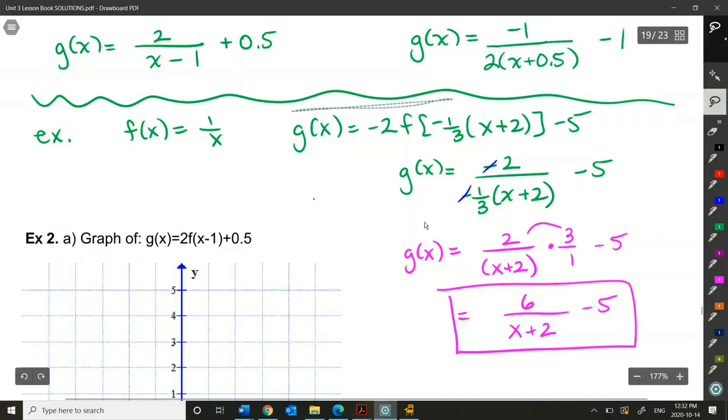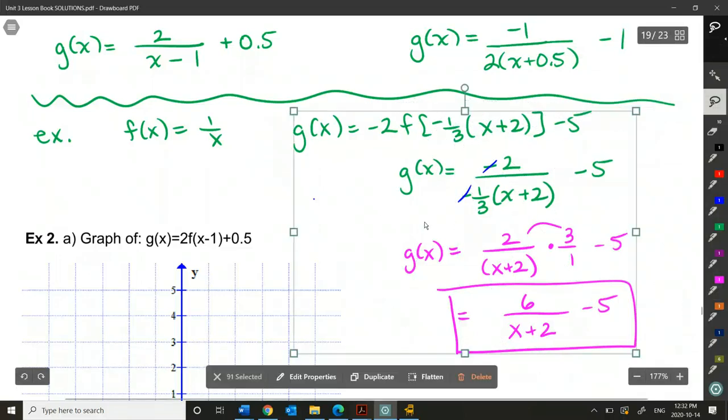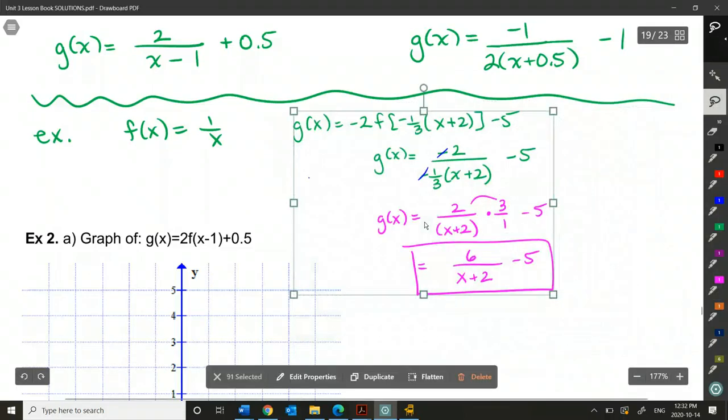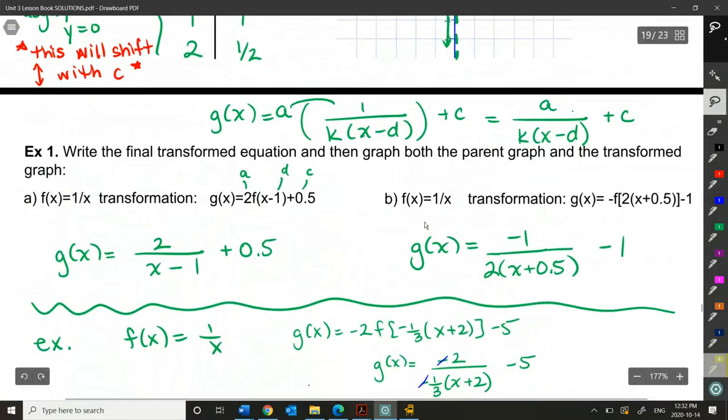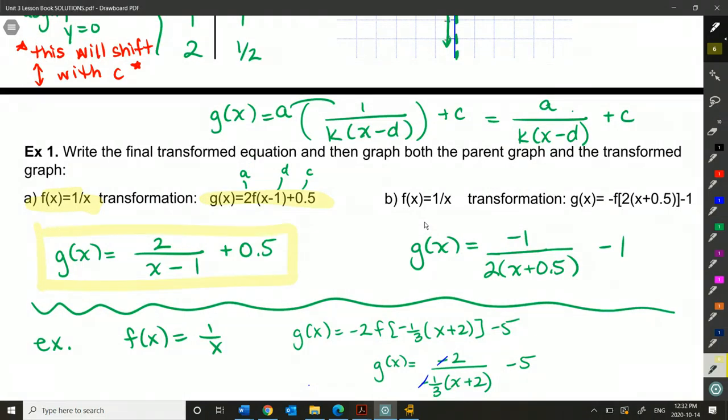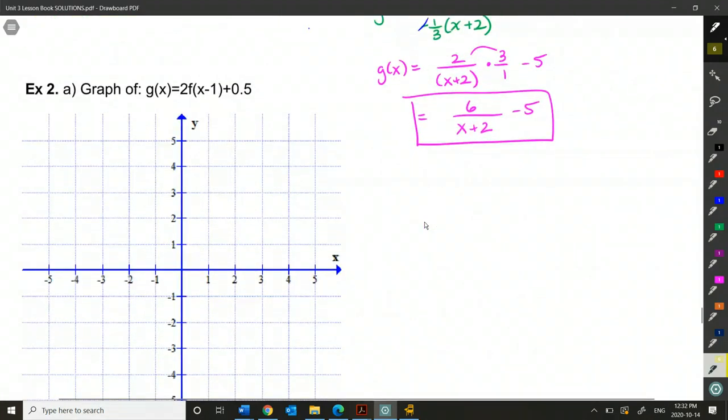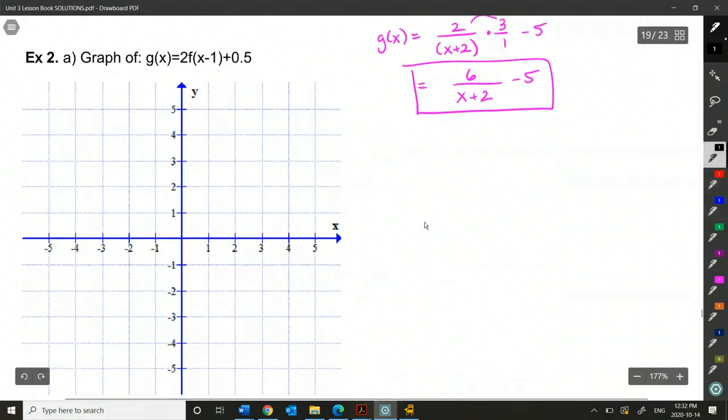Okay. I'm just going to make this a little bit smaller so we have some room here. Okay. So we are going to graph this equation given that our parent function is 1 over x. Once we've graphed it, we're going to label it with the equation that we've come up with here. So that's our first graph. So let's start with our parent.